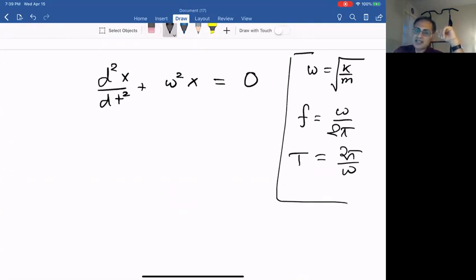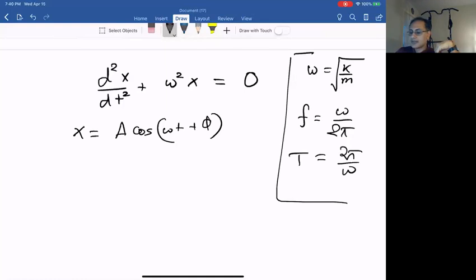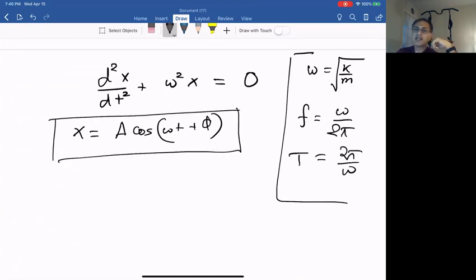So this is the differential equation of a simple harmonic oscillator. And we saw that the solution to this differential equation can be written as A cosine(omega t plus phi). All simple harmonic oscillators have an equation of motion which is this generic equation, and the particular values of A, omega, and phi are what separate the different simple harmonic oscillators from one another.